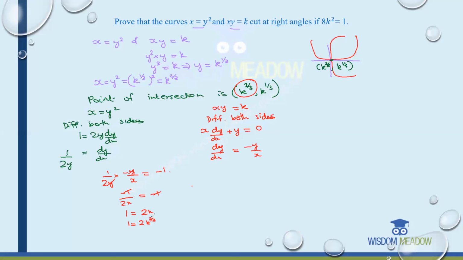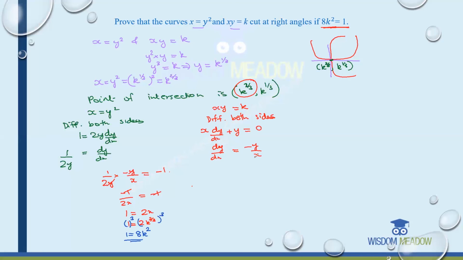Now to get rid of the cube root, because there's no cube root over here, you need to get 8k square equal to 1. So I cube both sides. That becomes 1 is equal to cube of 8 is 8, and k to the power 2 by 3 cubed is going to be k squared.